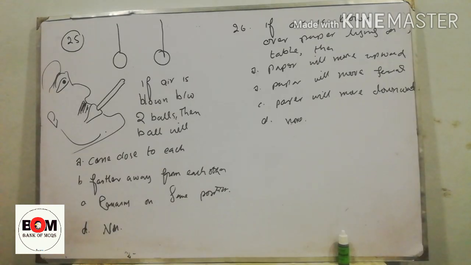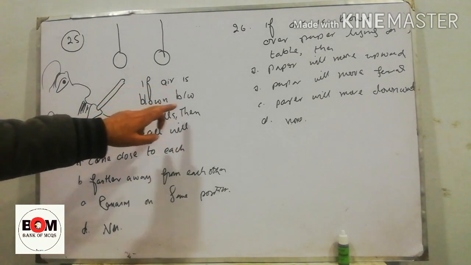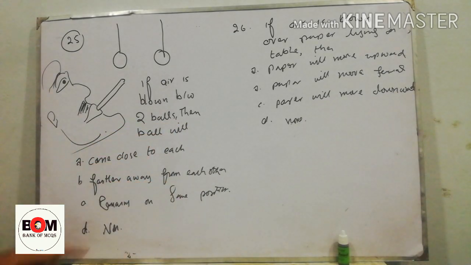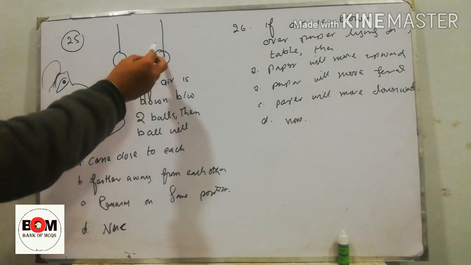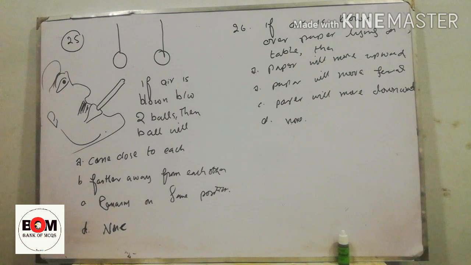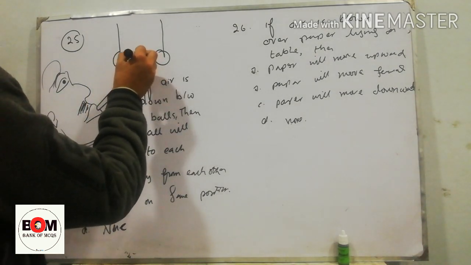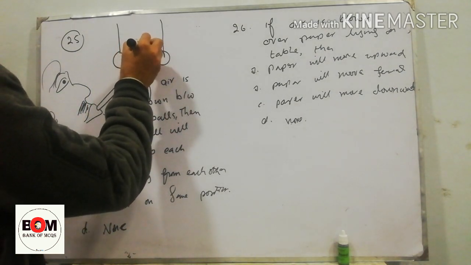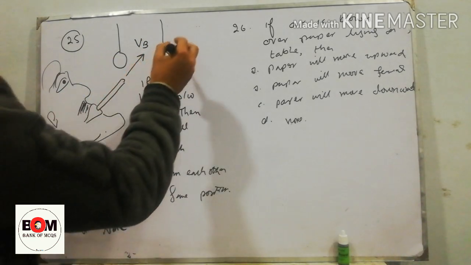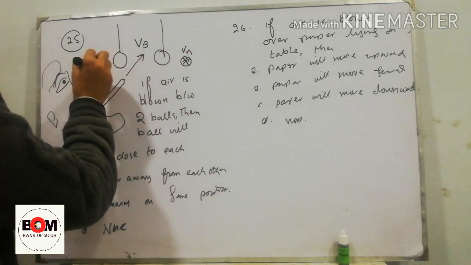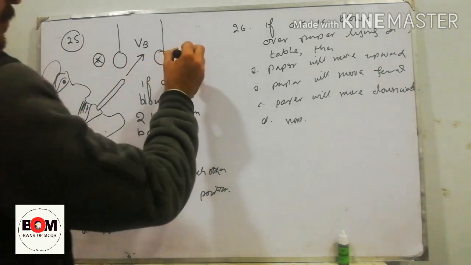MCQ number 25. If air is blown between two balls, will the balls come close to each other, move further away from each other, remain in the same position, or none of these? These are two balls tied with a string, and a man blows air between the two balls. So what will happen? If air is blown, the velocity at point B, in between the balls, will increase as compared to the velocity at this point or this point.